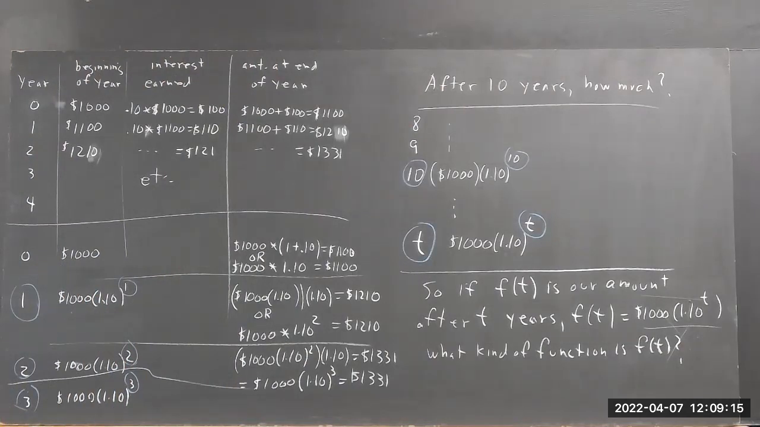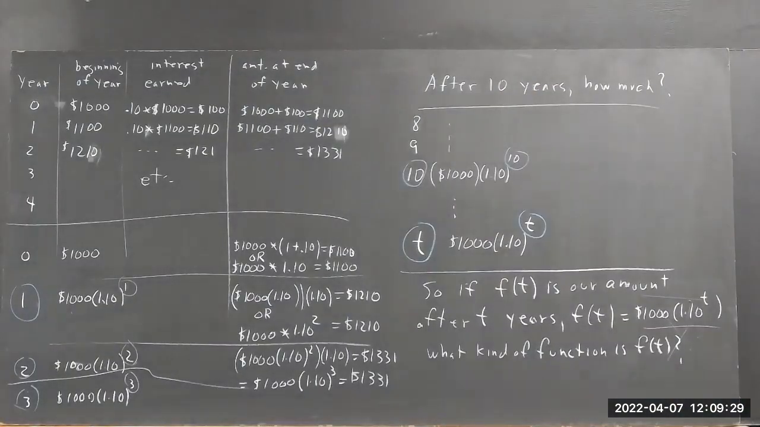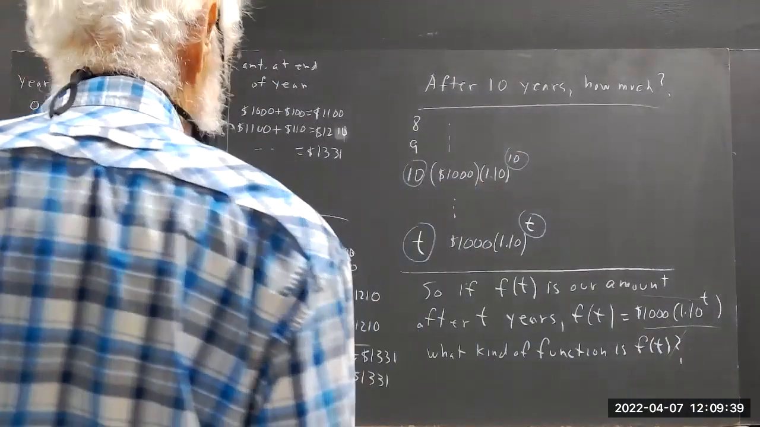Now, what kind of a function is this? Okay. A lot of you have it, not everybody does. It's, okay, f of t is an exponential function.